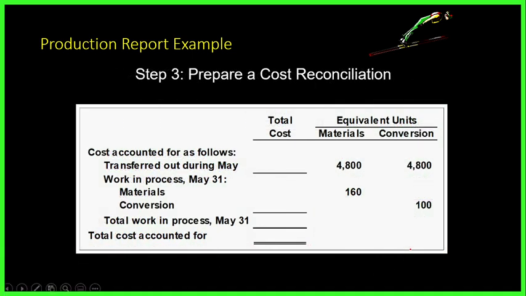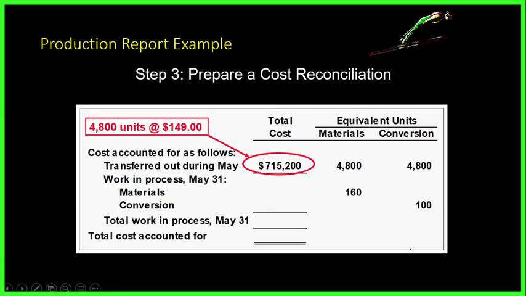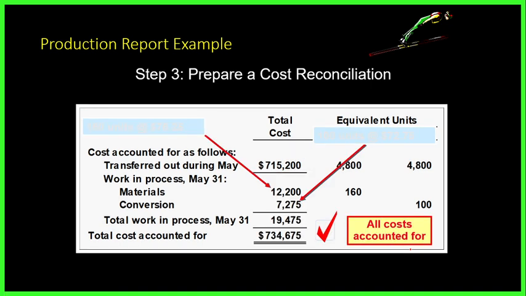Now, let's continue. Transferred out or completed, which is 4,800, plus the percentage of completion for the ending inventory. These are the costs. Where do these come from? This is actually the 12,200. This is the cost from earlier, which is from here.